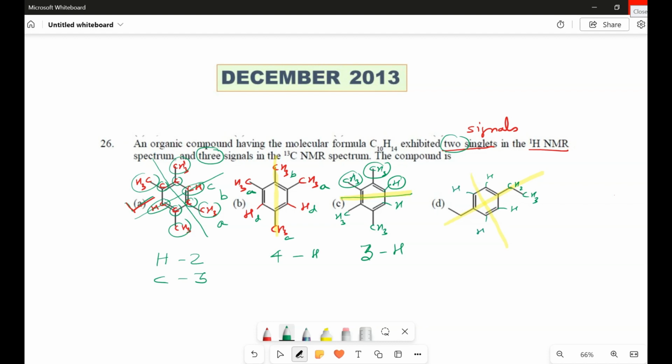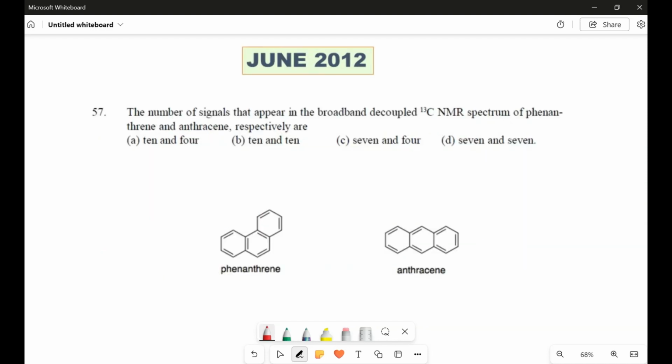So always try to write the hydrogens so that you don't miss anything. So I have hydrogen 1, 2, 3. These two are the same, these two are the same, and these are also the same. So I have three hydrogen signals here also. Okay. But they have asked for two signals in proton NMR. So I've also found the number of carbon signals, number of proton signals, and I find that option A is the right answer. This particular problem comes from June 2012, which talks about the number of signals in broadband decoupled C13 NMR.